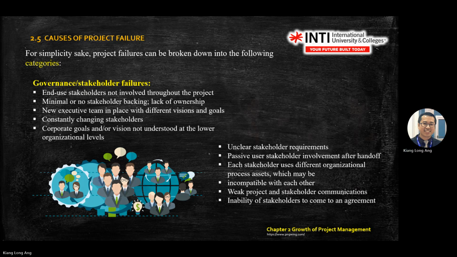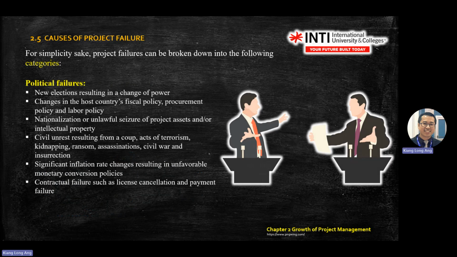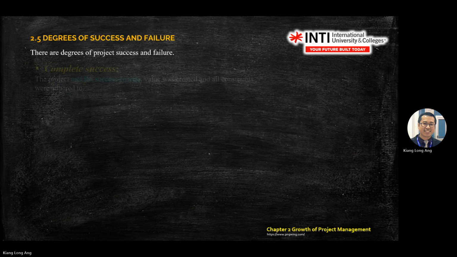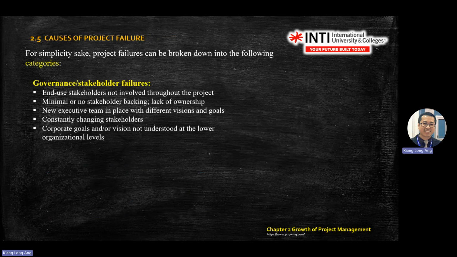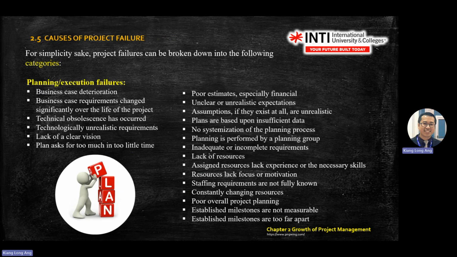Okay. Next one, political failure. The third one, political failure, also has a few points here. Memorize 3 or 4 from here. Okay. So there are 3 types of failure: political, governance, and planning and execution failure.